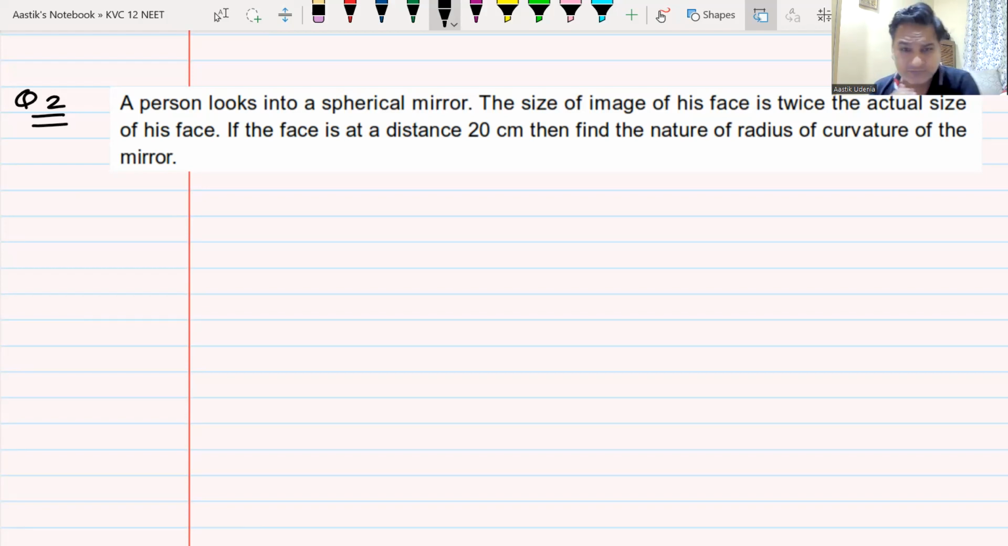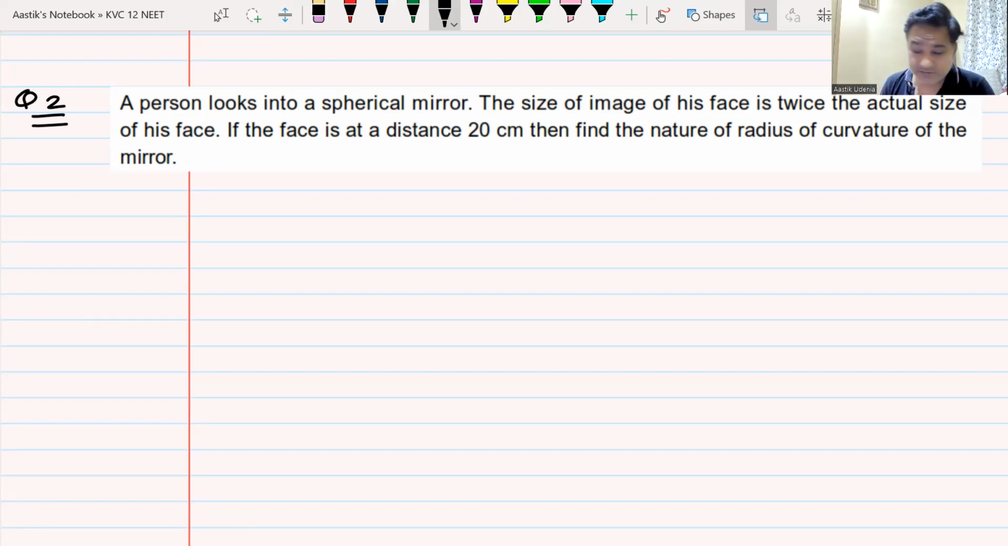Why not a concave? Object is real. Twice the actual size. Yes, that is the enlarged image. Then, my dear friend, tell me, can a convex mirror, for a real object, form an enlarged image?